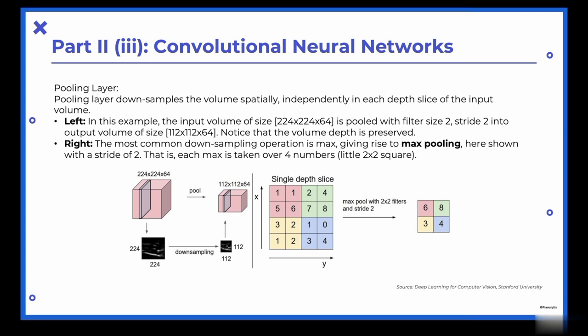We can see on the right-hand side a single depth slice where the input image is a 4 x 4 image and a max pool with 2 x 2 filter and stride 2 is applied to get an output image of 2 x 2. What max pool does is it takes the maximum value of the pixels in the region and uses that to downsample.